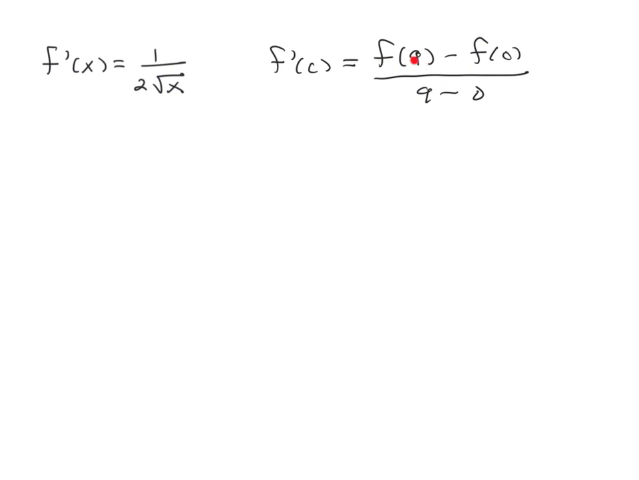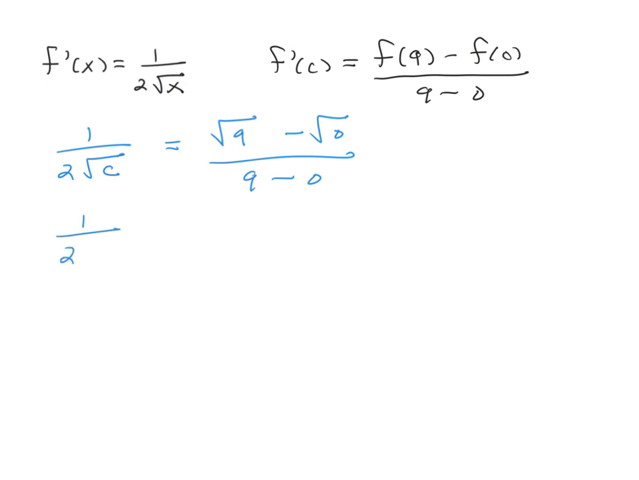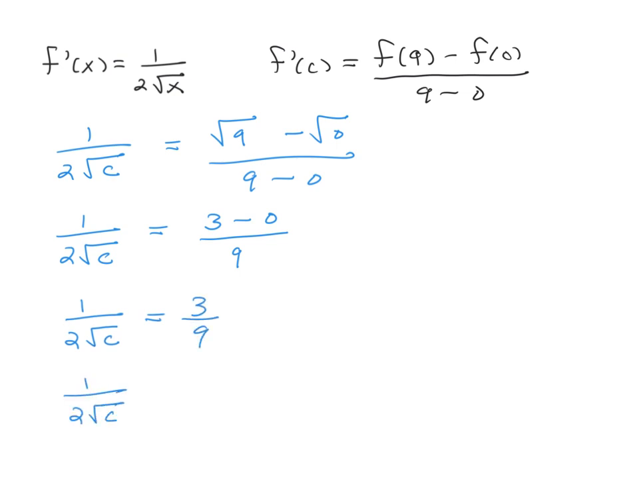The original function was the square root of x, so I'm going to put all of this information using that formula. That is, we have that 1 over 2 times the square root of c is equal to the square root of 9 minus the square root of 0 all over 9 minus 0. On the left, we have 1 divided by 2 root c. On the right, the square root of 9 is 3, square root of 0 is 0, and we're dividing by 9. This simplifies as 1 over 2 root c is equal to 3 over 9, or really 1 over 2 root c is equal to a third.